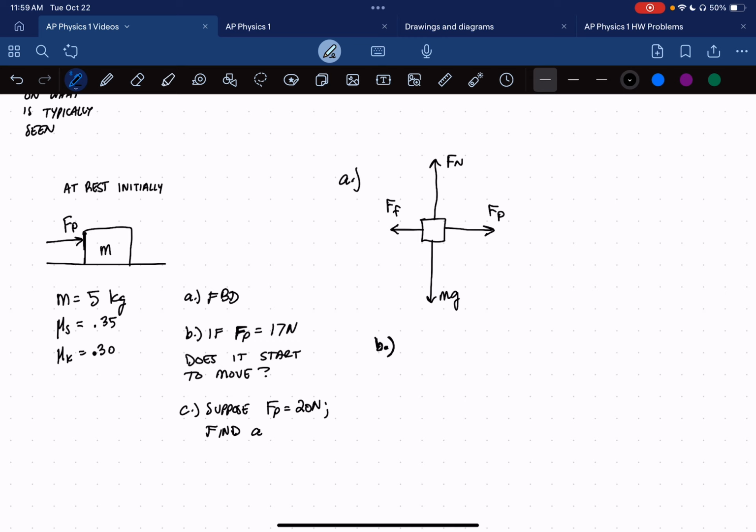So I'm sorry, it is going to move in part C. So let's do part B first. So it says if Fp is 17 newtons, does it start to move? Let's calculate the force, the static friction force.